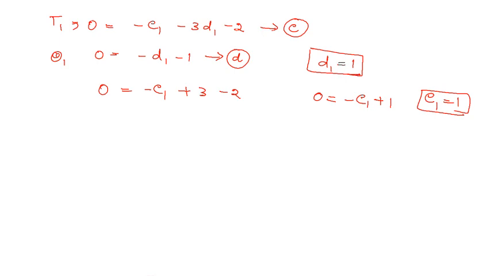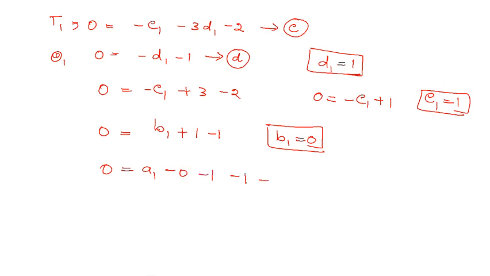Substituting the C1 value in the equation A, what I'll get is 0 on the left hand side is equal to B1 plus 1 minus 1, and B1 will become 0. So I got the B1 value. Lastly, I am left with the A1 value. If I substitute in the equation B above, I get 0 is equal to a1 minus 0 minus 1 minus 1 plus 2, that is a1 is equal to 0. So I got all the terms, that is a1, b1, c1 and d1.